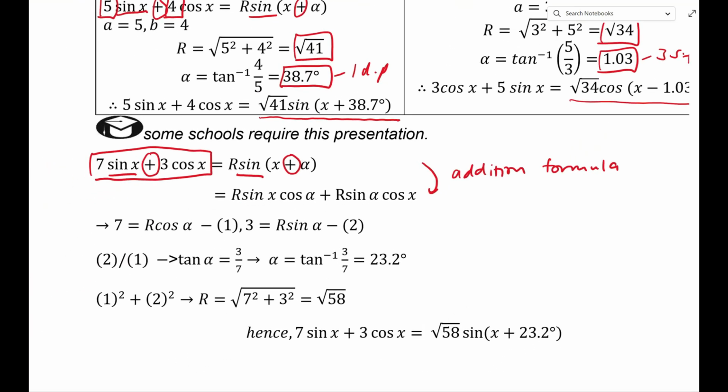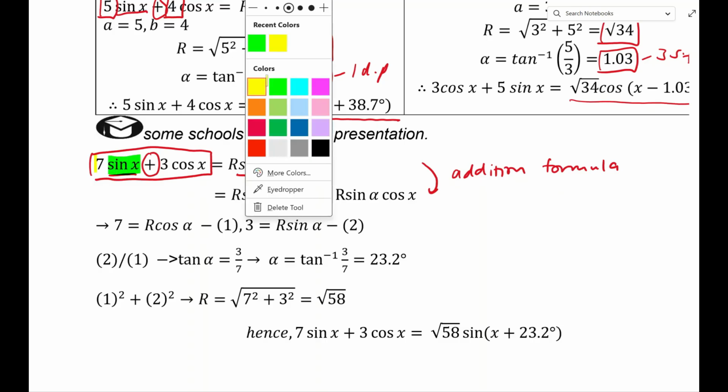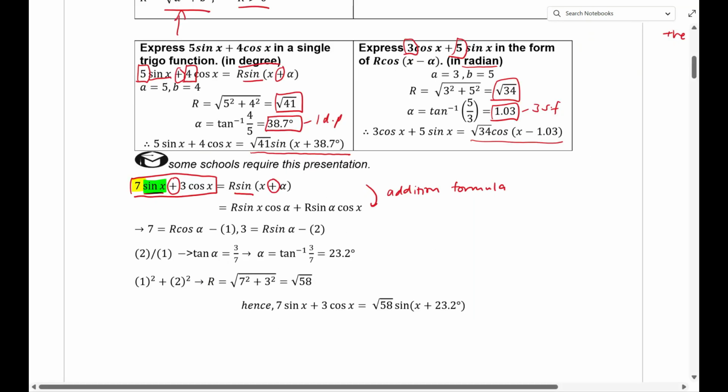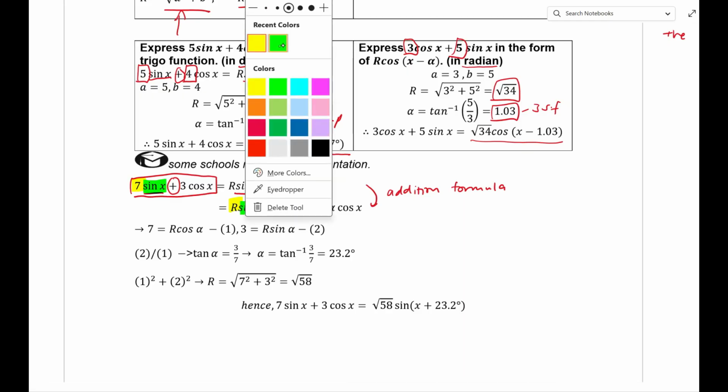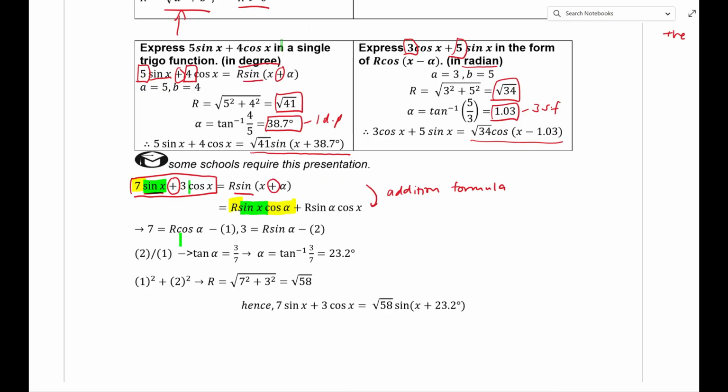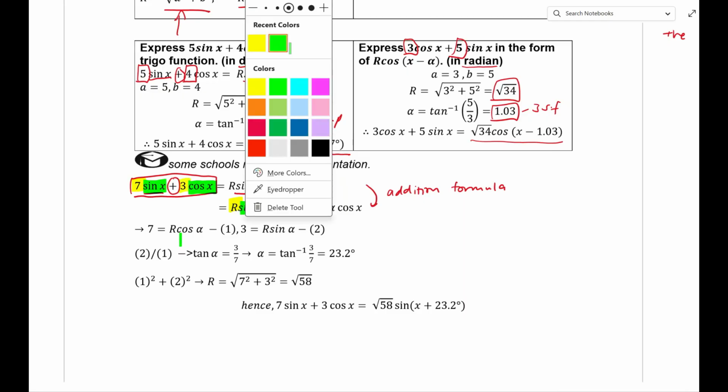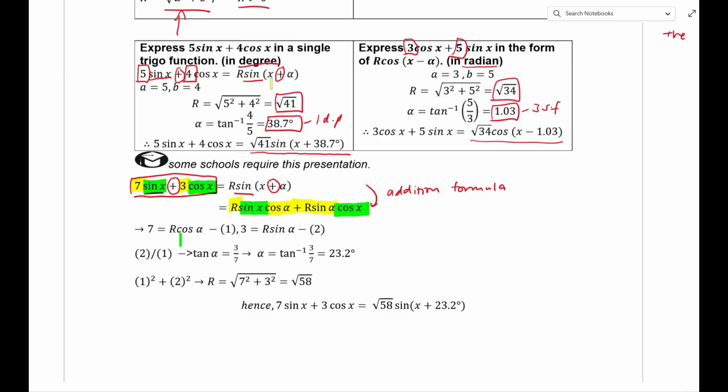Now, by comparing the coefficients, we'll be obtaining two different equations. What does this mean? Let's say on the left hand side, the coefficient of sine x is 7. And on the right hand side, the coefficient of sine x is r cosine a. Likewise, on the left hand side, the coefficient of cosine x is 3. And on the right hand side, our coefficient of cosine x is r sine alpha.